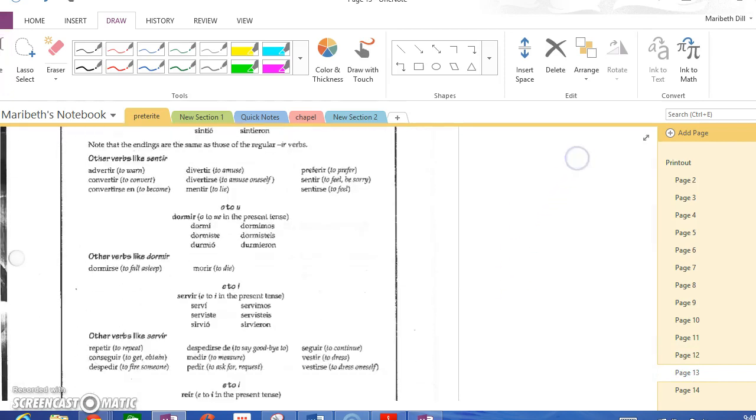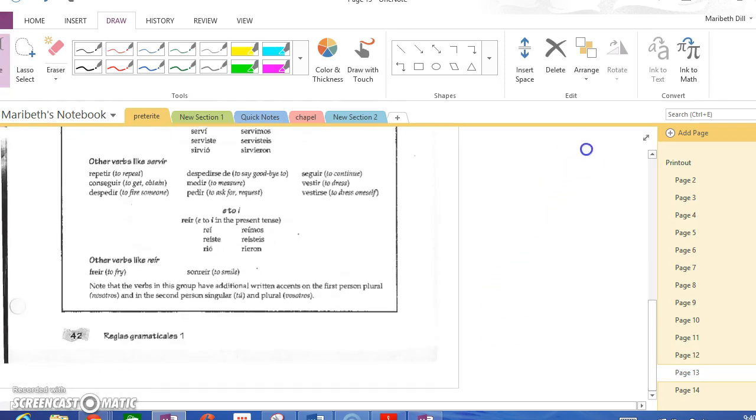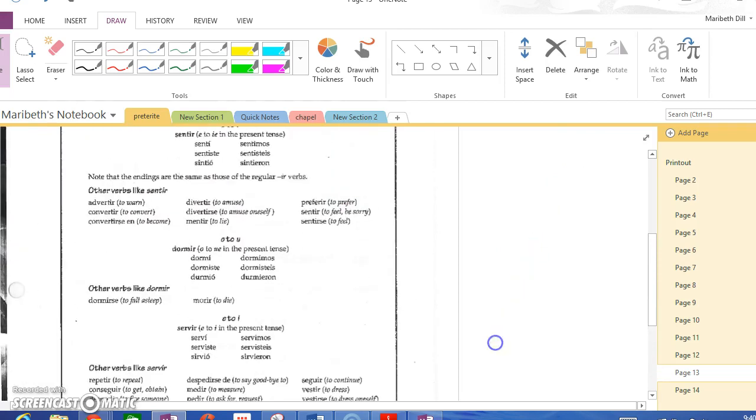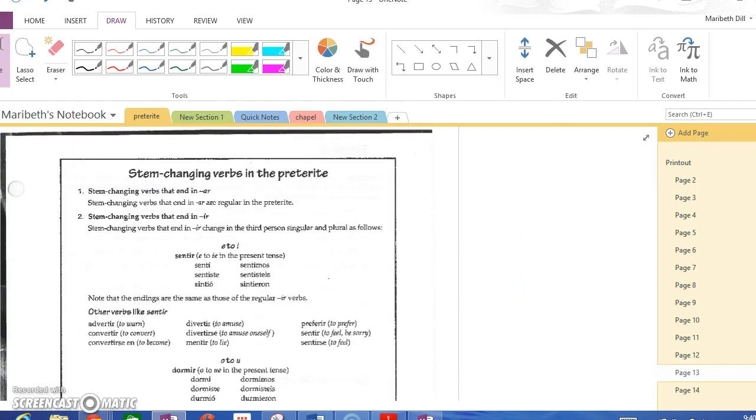And I am on page 13, or what is page 42 of your packet. Okay, page 42 of your packet. These are stem changing verbs in the preterite. These are tough. These are difficult. These are not boot verbs.